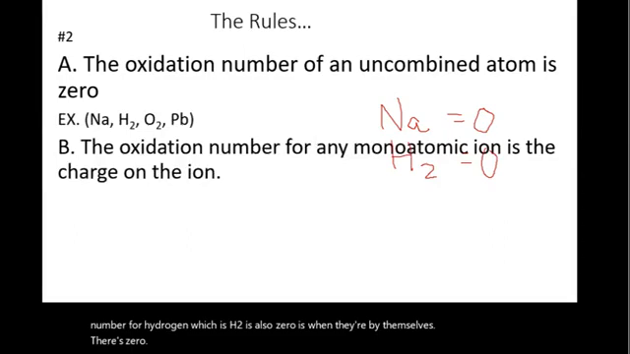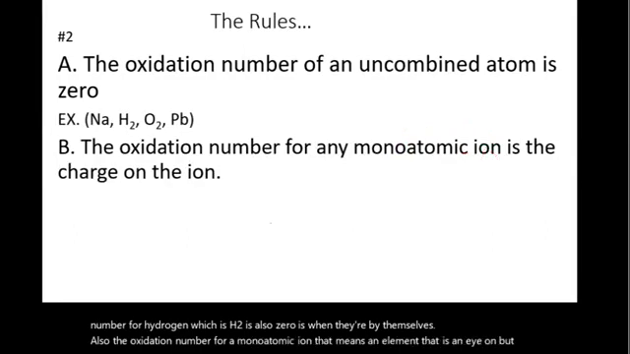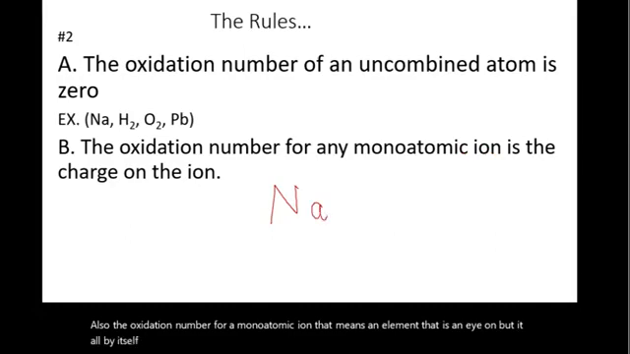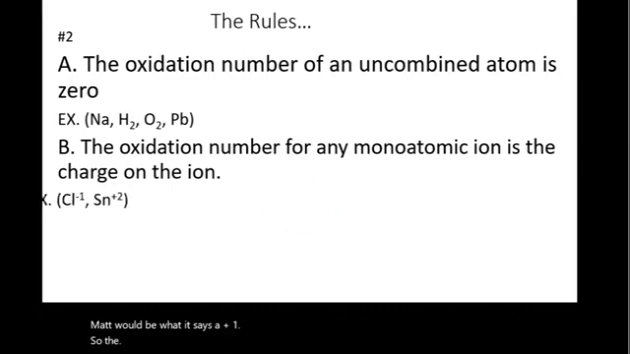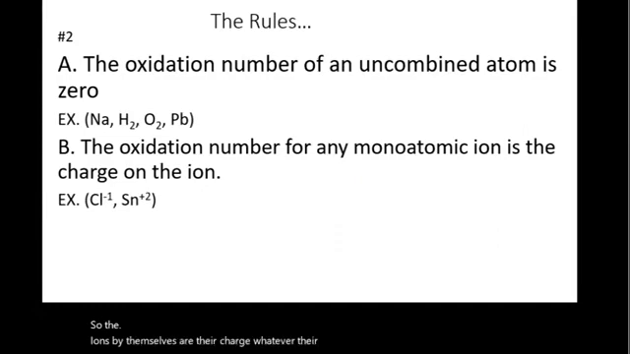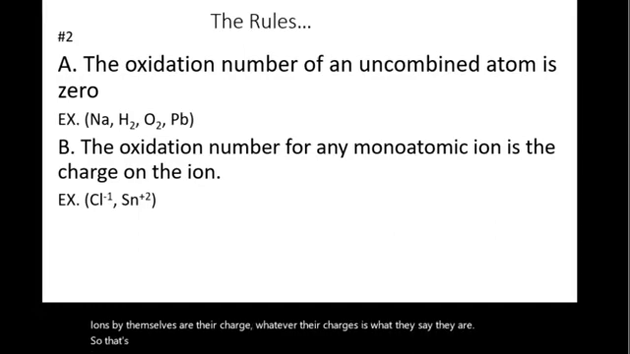Also, the oxidation number for a monoatomic ion, that means an element that is an ion, but it's all by itself. Like, say I told you you had an ion of sodium. That would be an Na+1. And the charge on that would be what it says, a +1. So the ions by themselves are their charge. Whatever their charge is, that's what they are. So that's easy. There's no number on it, so they are what they say they are.